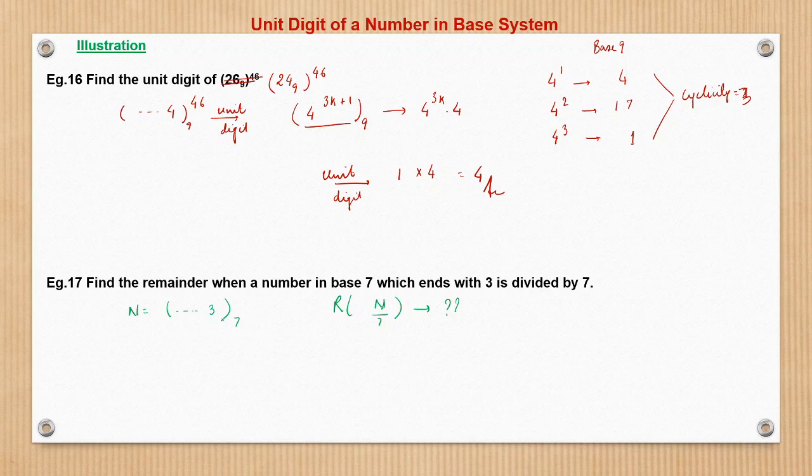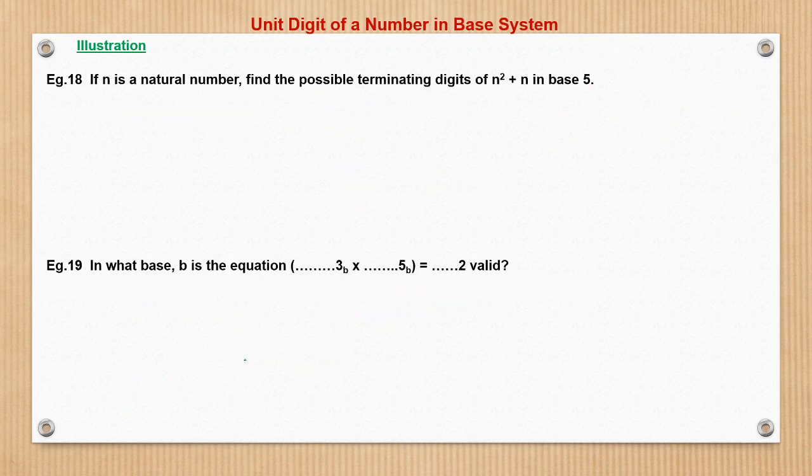One way would be that we can expand this. Let this be, say, any random digits a b c 3. So we can write this as 7 raised to power 3 into a plus 7 squared into b plus 7 into c plus 3, right? This way we could have written. Now when we divide n by 7, all these terms will cancel out, and only the remainder from the last term would be there, which is 3. So this is very intuitive also. Only the last digit would give the remainder in this case when the divisor is the same as the base, right? So we'll move to the next question now.